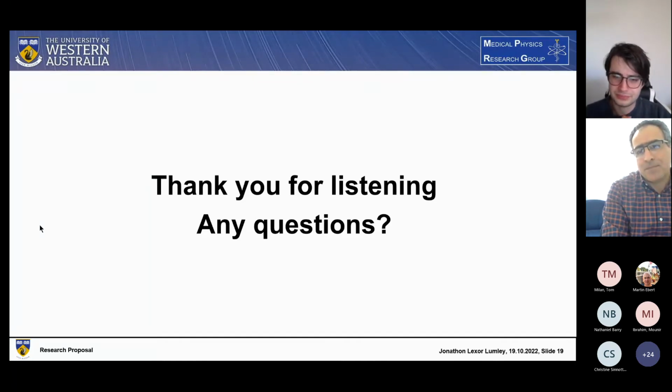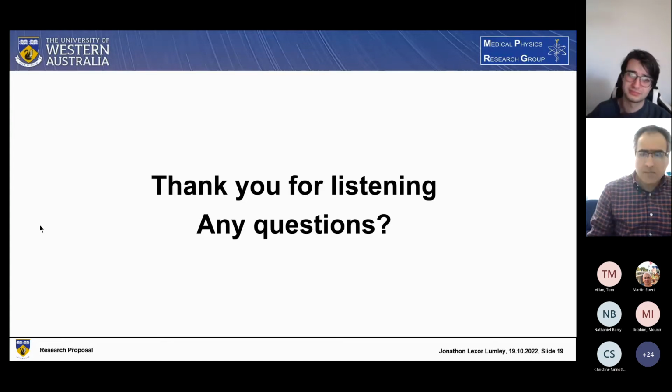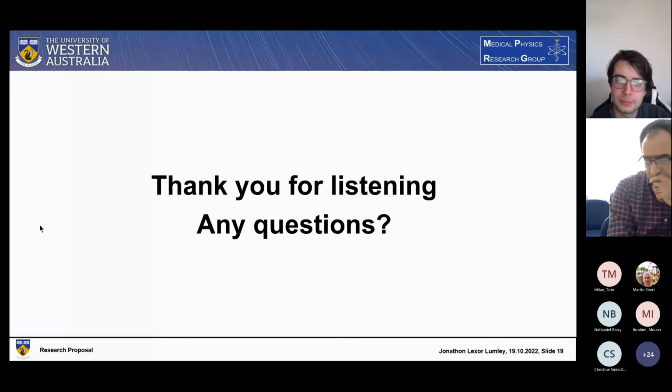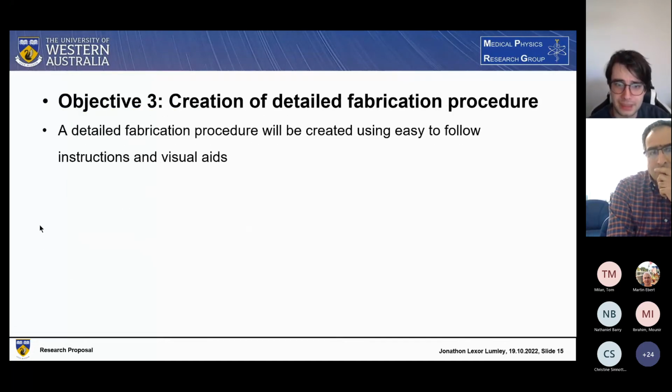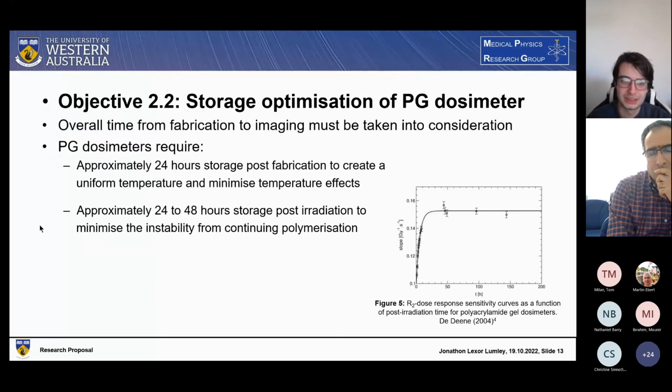Now, my question is about the temperatures at which you want to store them versus irradiate them and how that impacts the polymerization time. You did mention that you had to keep things stored for a while to make sure they're all the same temperature. And then also after you irradiated them, you had to store them again so that it had time to finish polymerization. You said it was somewhere between 24 and 48 hours. Is there evidence that that is strongly temperature dependent, or is it more chemically dependent than temperature dependent?